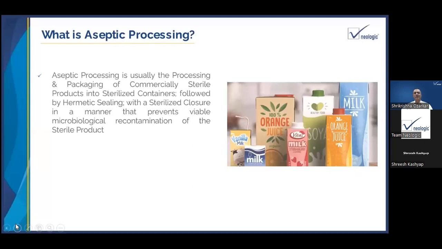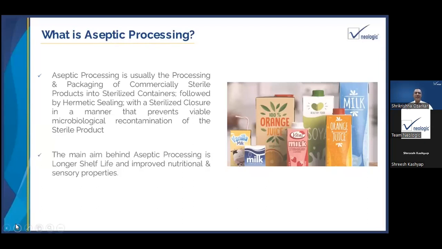Aseptic processing is the processing and packaging of commercially sterile products into sterilized containers, followed by hermetic sealing with a sterilized closure in a manner that prevents viable microbiological recontamination of the sterile product. So there could be pasteurization, there could be sterilization, but when my product packaging is also sterilized, then the possibility of additional microbiological recontamination is not there. That is the reason for going into this particular processing.